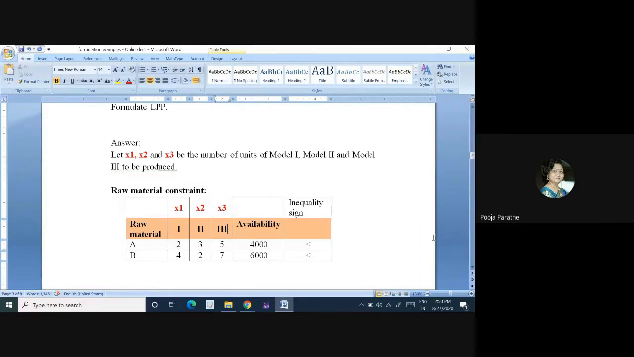Raw materials A and B form the first column. Now, as per the information given in the example, we have substituted those values: 2 units of raw material A and 4 units of raw material B are required to produce 1 unit of model 1. So here you can see this line.